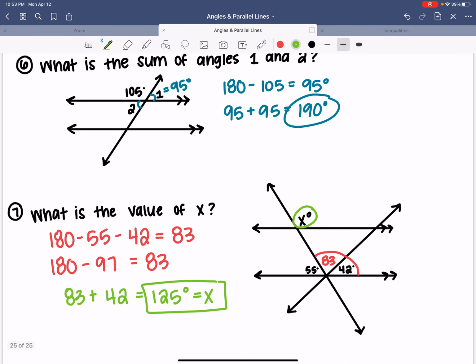All right, that is all the different types of questions that you're going to encounter with alternate interior-exterior angles. We also combined some vertical angles, corresponding angles in this one, so this is a good summary of all the different angle relationships we have learned so far.